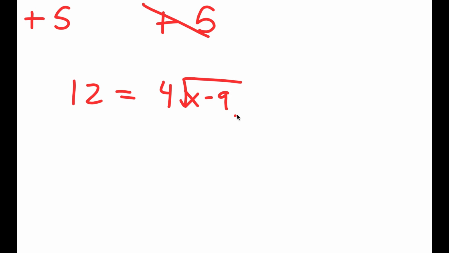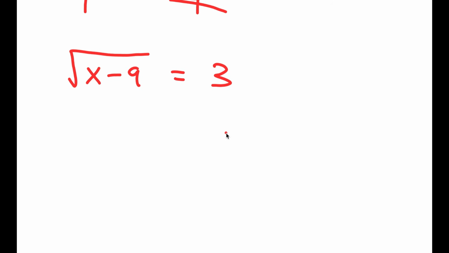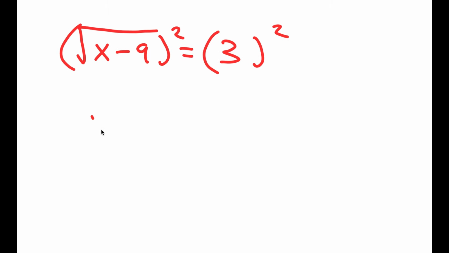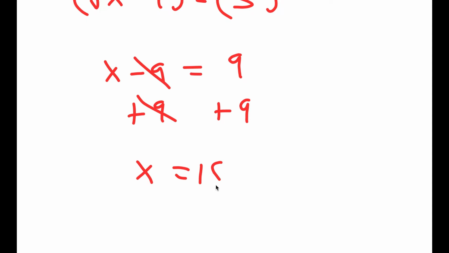Now, I'm going to go ahead and divide both sides by 4. So I get the square root of x minus 9 is equal to 3. And from here, I can square both sides because we want to get rid of this square root over here. So I get x minus 9 is equal to 3 squared, which is 9, meaning if I add both sides by 9, I get x is equal to 18.